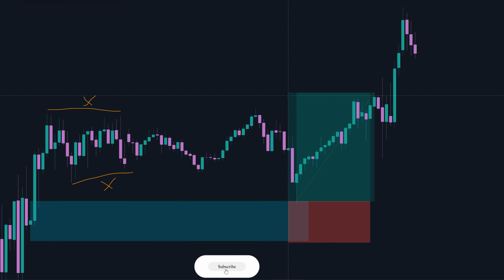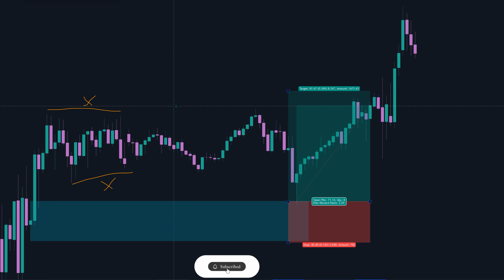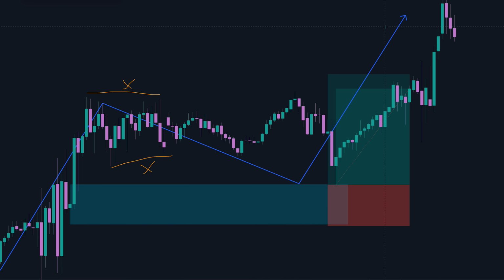Recap and final thoughts. Let's do a quick recap of the key elements. A clear bullish trend, a demand zone preceded by equal lows liquidity, and an equal highs liquidity pool for our target. The price executed our plan perfectly. It swept the lower liquidity, tapped the demand zone, and then broke structure to the upside.